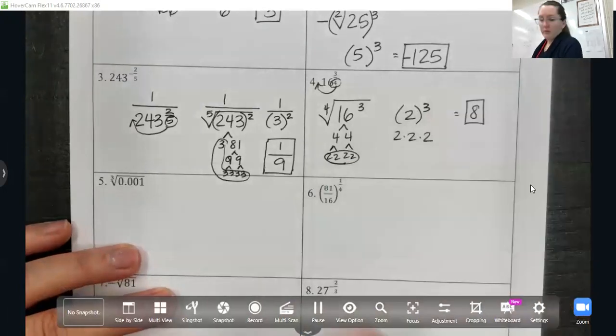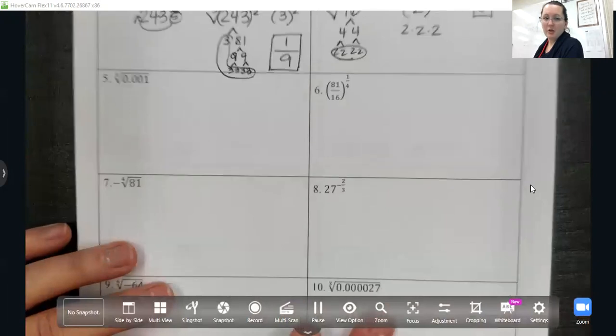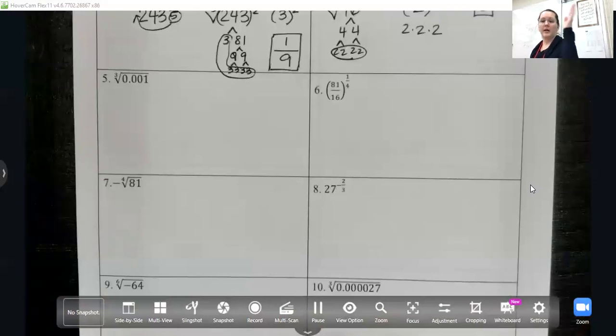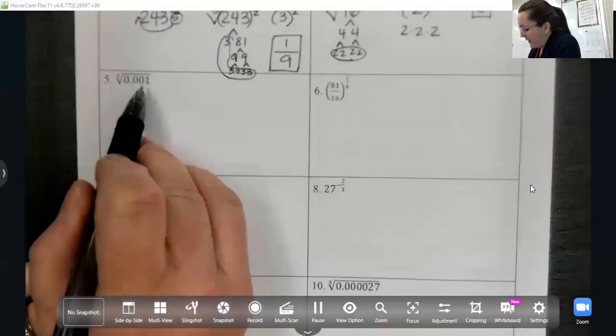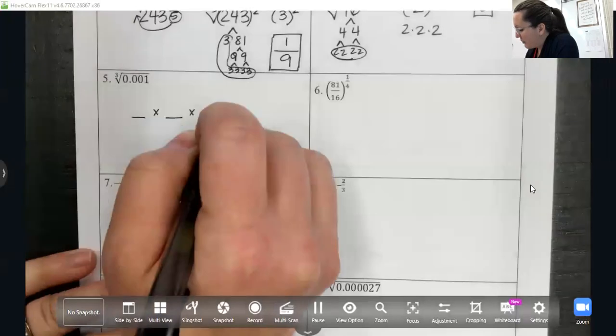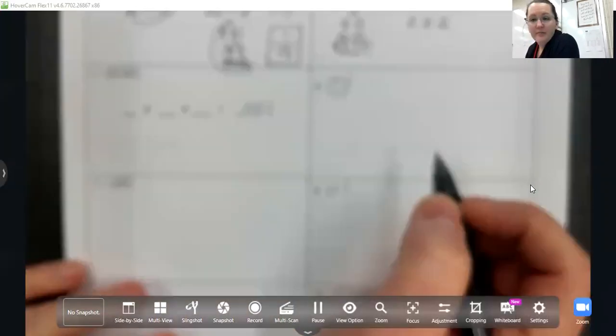All right, number 5. This one's a little bit tricky. It's the cubed root of 0.001. And I want to know, what can I multiply 3 times to get 0.001? So I want to know, what is this number? And you could probably already think about it, right? Oh, come on, focus.